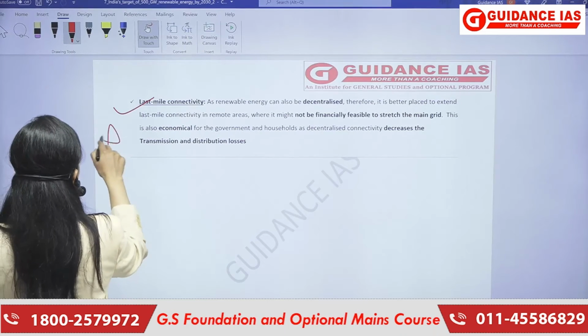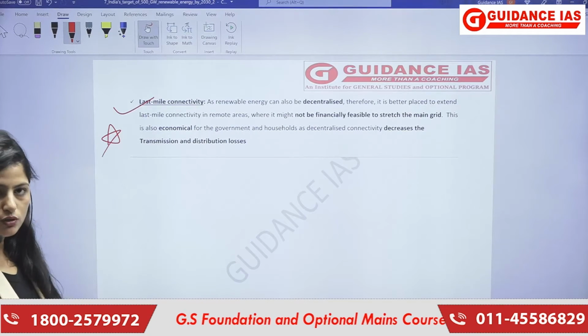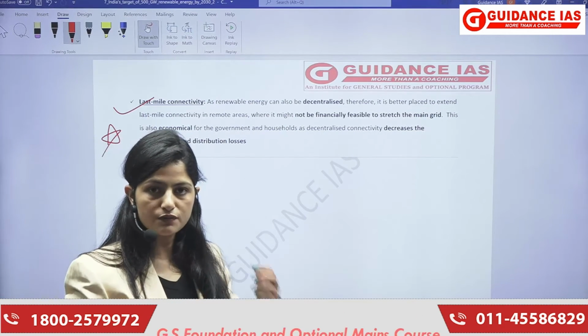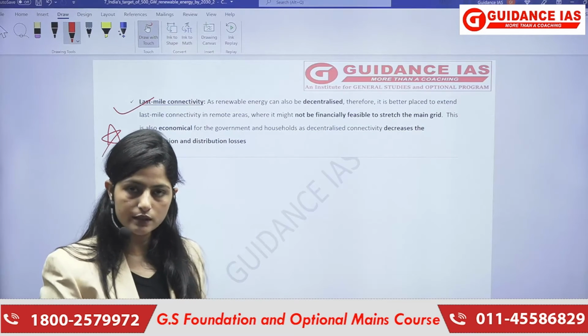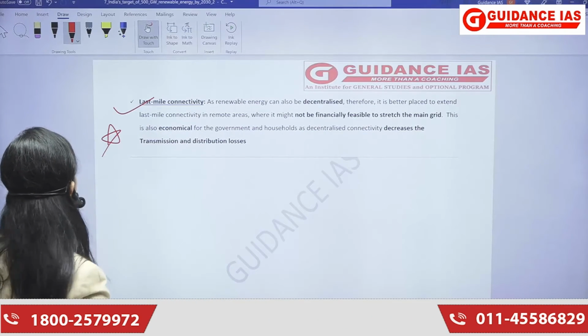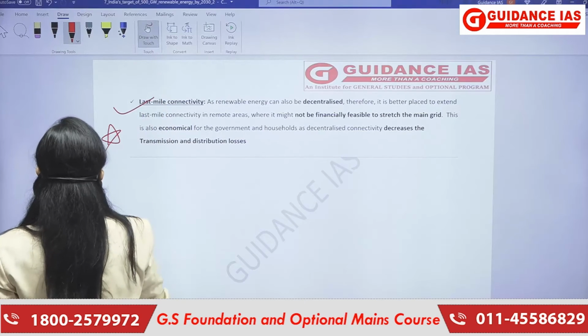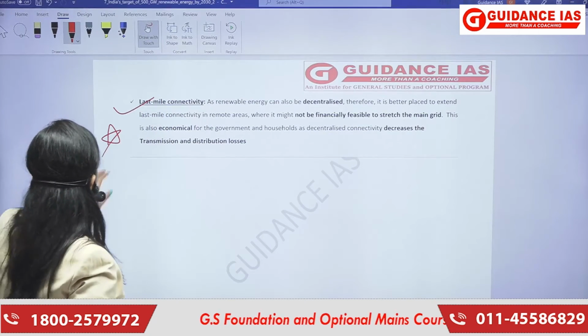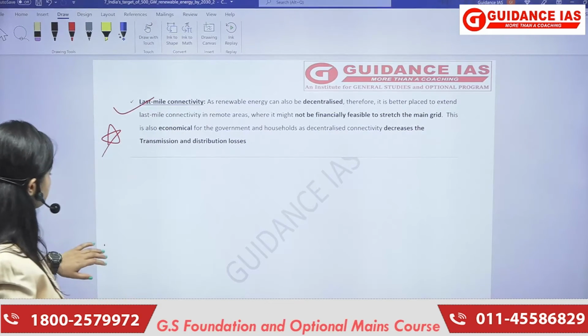Therefore it is important, the transmission and distribution losses, which we see a lot of in conventional sources of energy, will be lower here. Again a very good point, again a very brilliant benefit of it, right? All right, so these were some of the benefits of it.